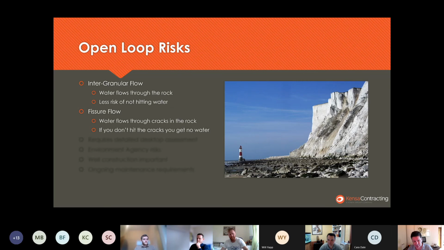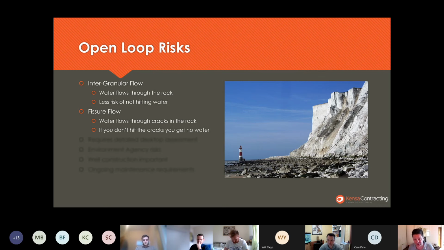There is another type of aquifer, however, which is a fissure flow aquifer. That's where water flows through cracks in the rock. And the best example in the UK is Beachy Head, and that's the same chalk that extends underneath London, and that's the major aquifer that sits underneath London. It's a fissure flow aquifer, so if you don't hit the cracks, you're not going to get the water. So a lot of the drilling in London is about, have I hit the cracks?